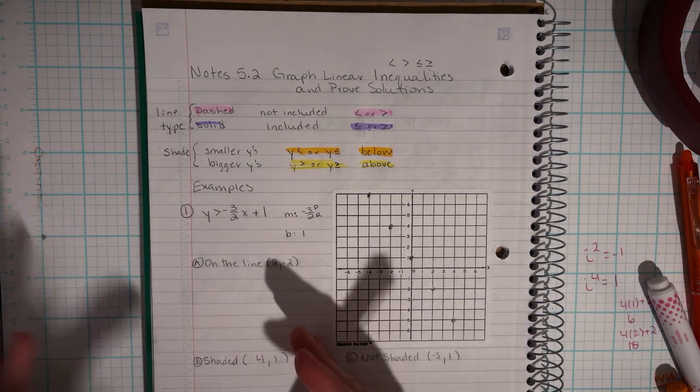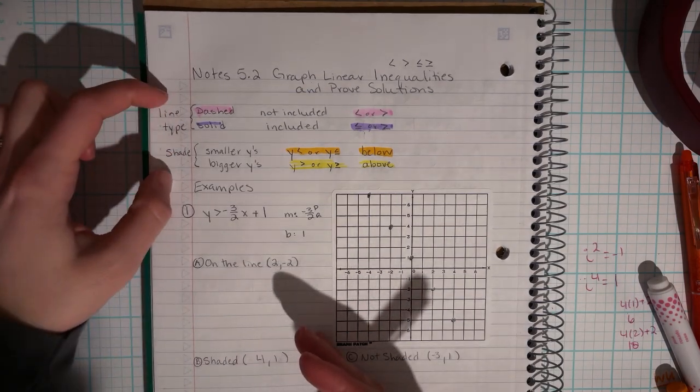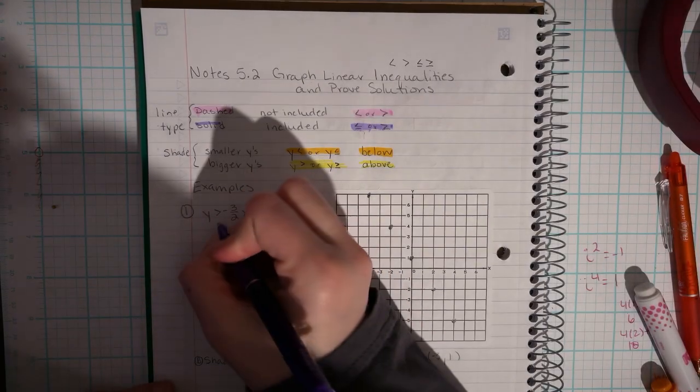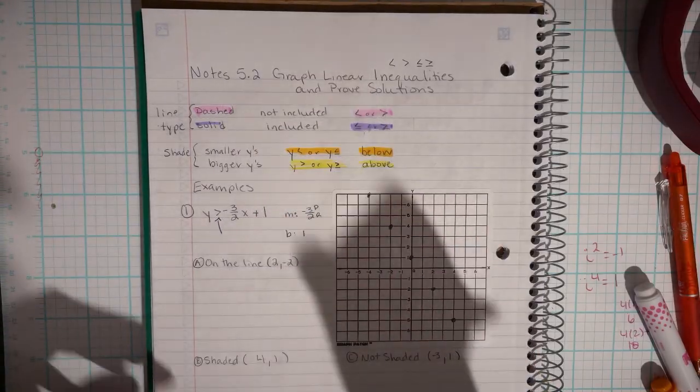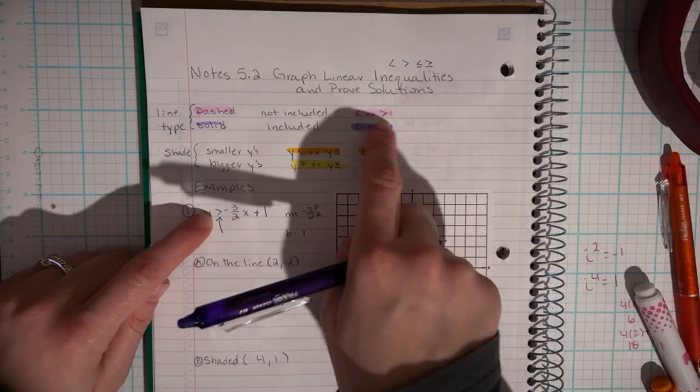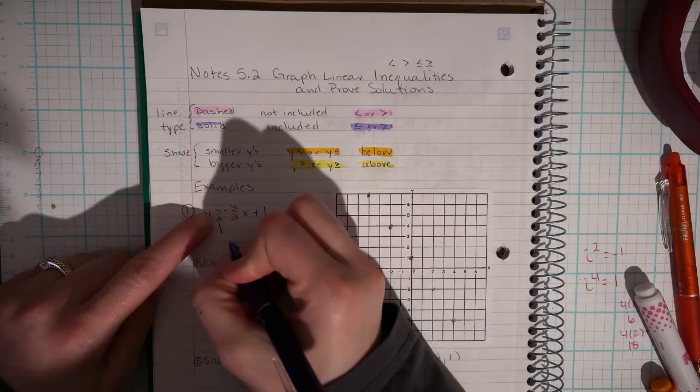And I'm going to pause, reflect, think, because I got special things going on here. All right, so first things first, I'm going to look here to see what type of line we got. Well, see how this is a regular mouth? A regular mouth is not included, so that means we're going to have a dash line.